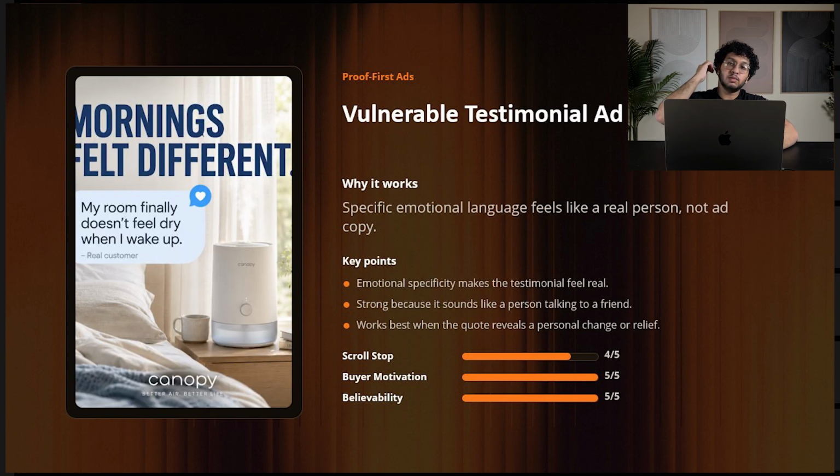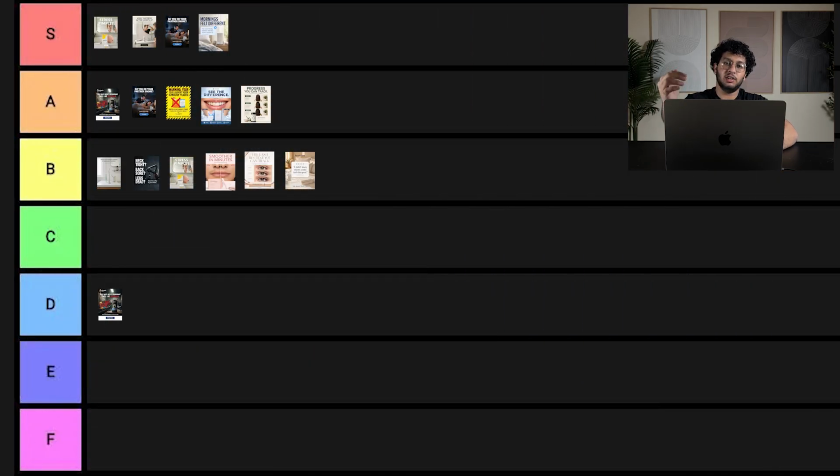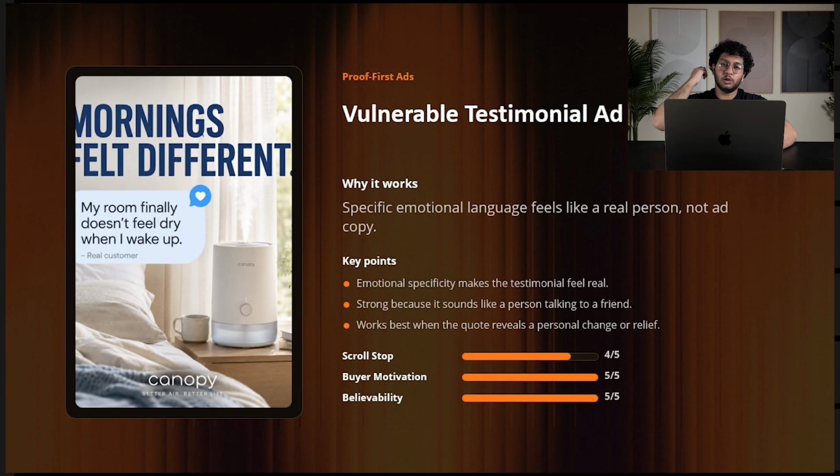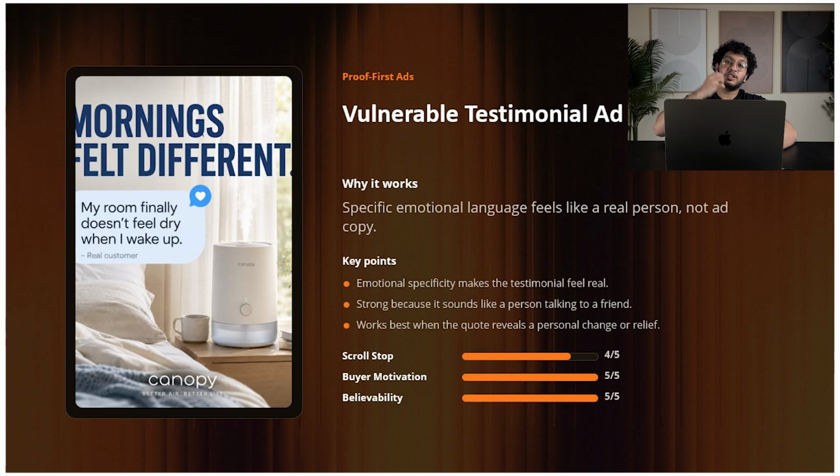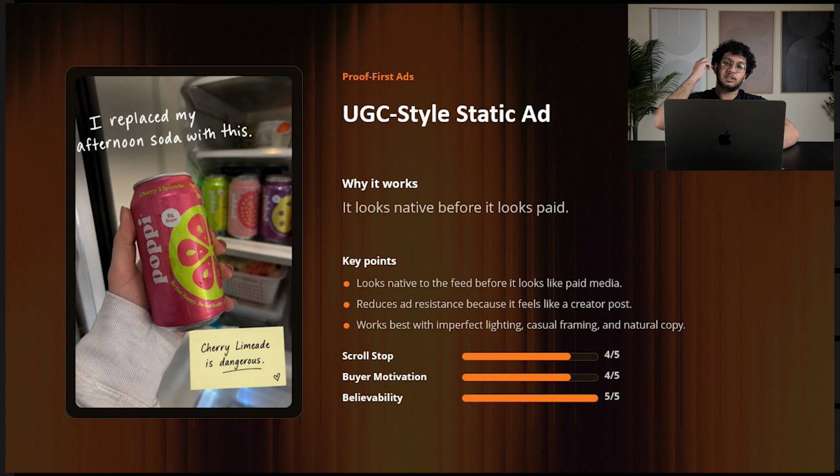Next is the vulnerable testimonial. This is S tier. The difference between a normal testimonial and a vulnerable testimonial is emotional specificity. A normal testimonial says, "This product is good." A vulnerable testimonial says, "This changed something personal for me." That feels way more real. It sounds like a person talking to a friend, not a brand writing ad copy. This scores high on buyer motivation and believability. And if the quote is strong enough, it also stops the scroll. S tier.